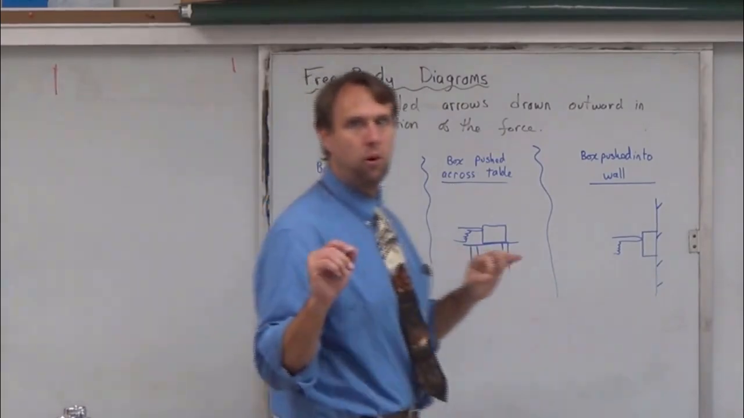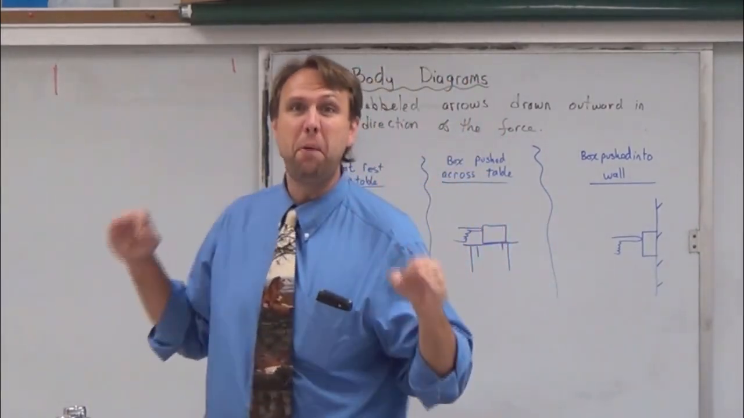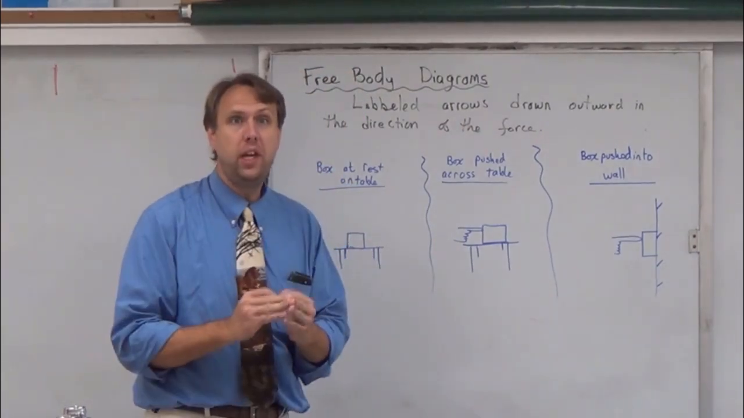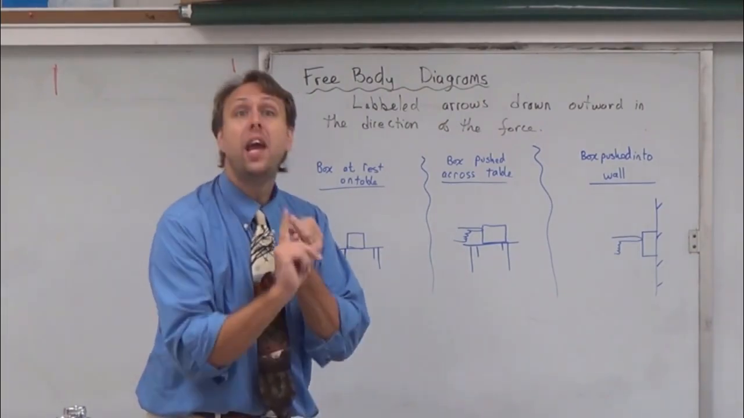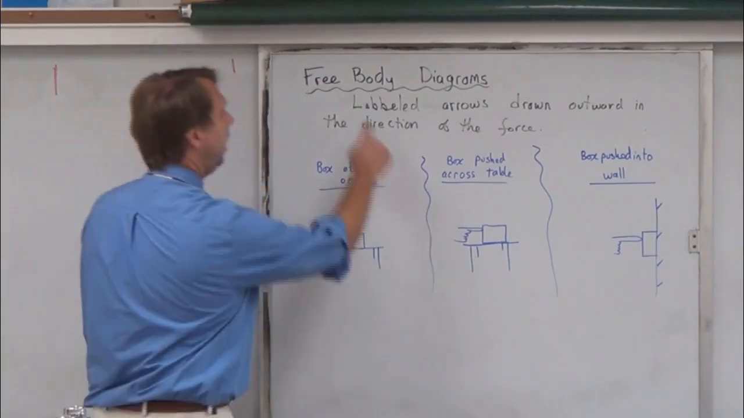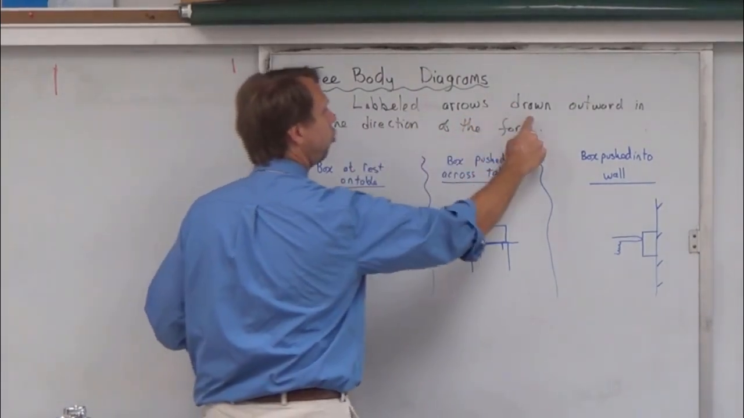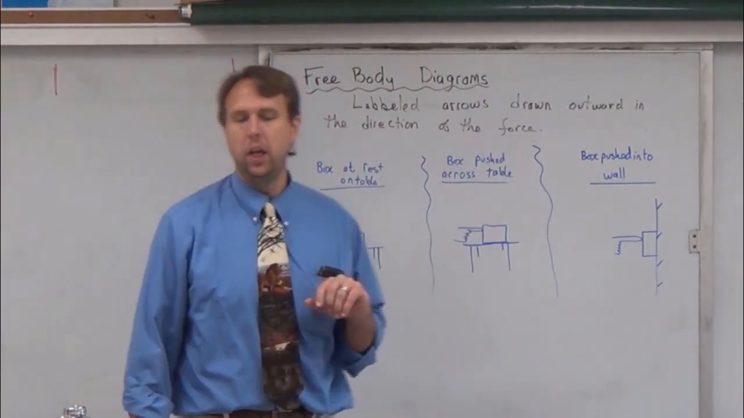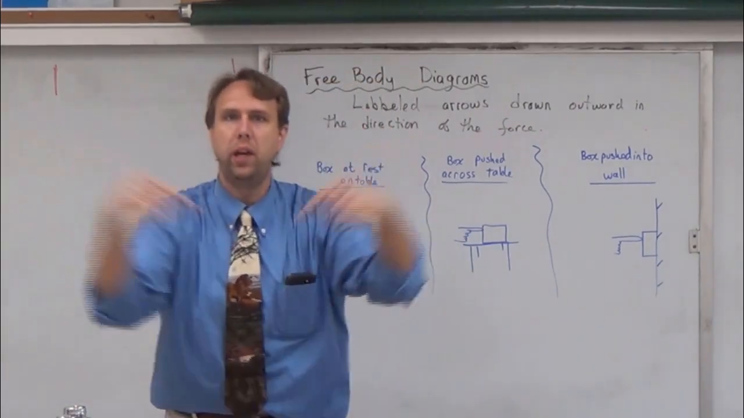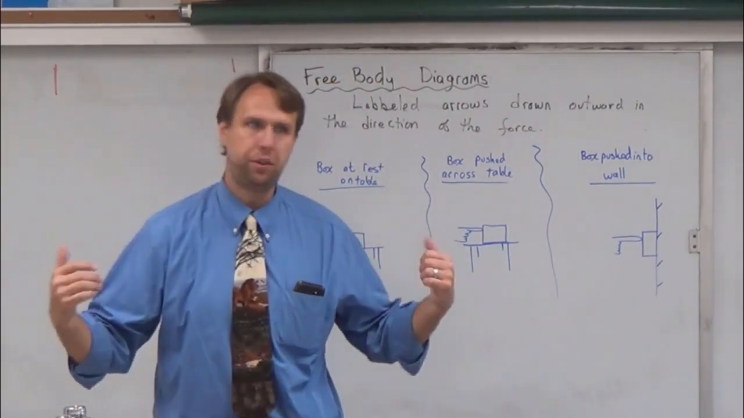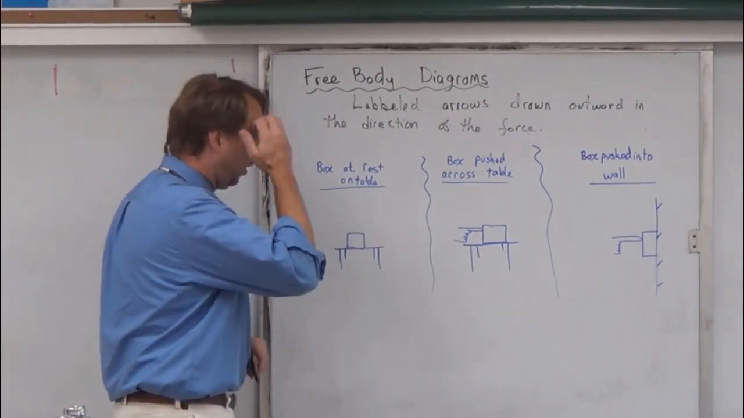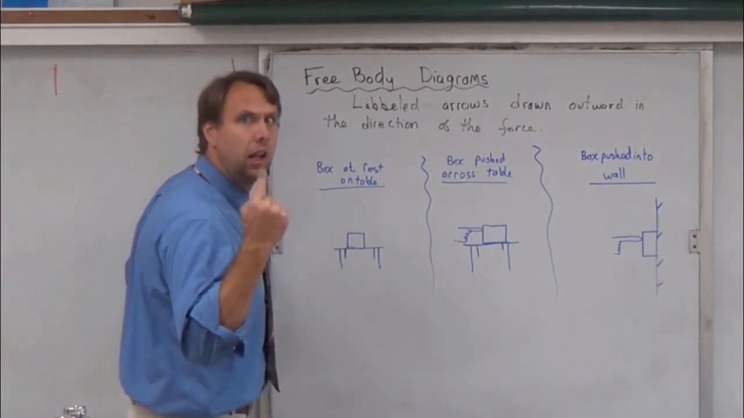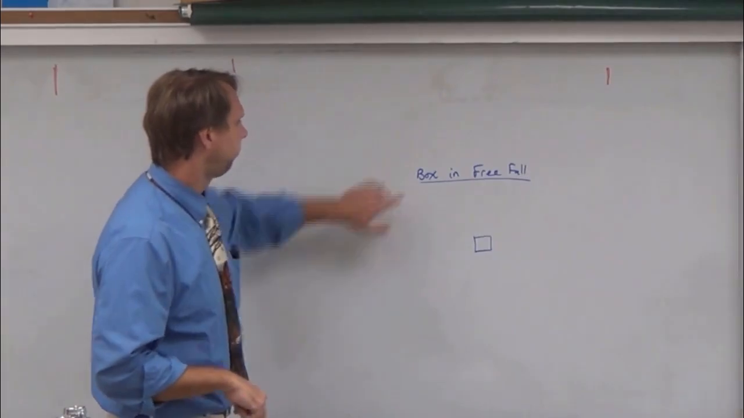Now that we know our forces, we're going to put them in things called free body diagrams. These are pictures that show us visually the direction the force is going and what type of force it is. We have labeled arrows drawn outward in the direction of the force. And this is real important. You don't draw free body diagrams with the arrows pointing in. You always have them pointing out. You need to start somewhere where you're touching.